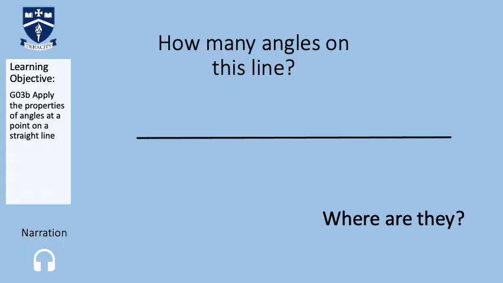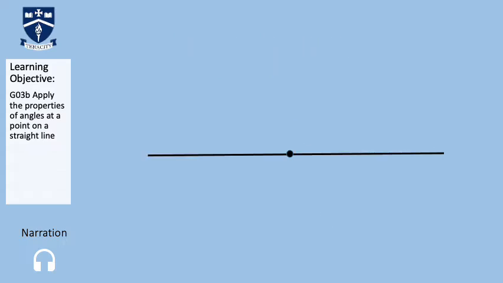Okay, let's have a look at this line. So how many angles are there on this line? Well, you might have said that there's one angle at the end here all the way around, one here all the way around, one at the top and one at the bottom. However, let's look back at our title. It says angles at a point on a straight line. That is actually a defining feature.